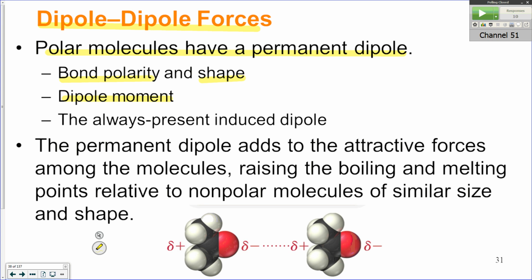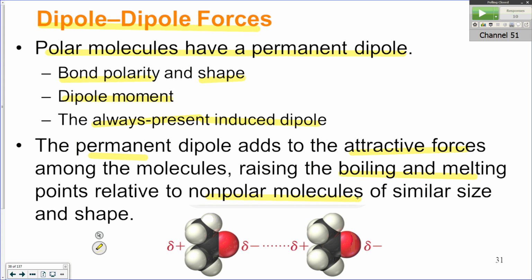And these are things that are always present, and sometimes they're induced by the presence of another dipole. So whenever we have a permanent dipole, it simply adds to the attractive forces that exist on all molecules. And whenever we add the forces, we see changes in the physical properties like the boiling point and the melting points relative to compounds that don't have dipoles.